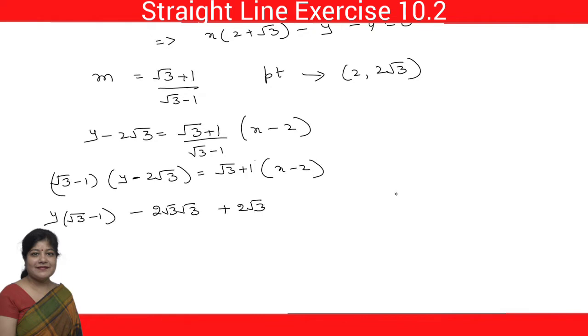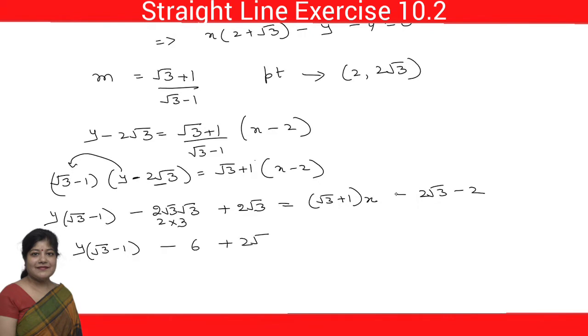Do you understand? Yes, ma'am. Multiply with both of them. Similarly, root 3 plus 1, we just write x. Now with the 2, minus 2 root 3 minus 2. So it becomes y root 3 minus 1. It becomes 2 into 3, that is 6, 2 root 3. And here root 3 plus 1 into x minus 2 root 3 minus 2.